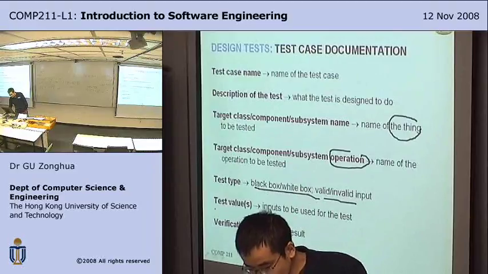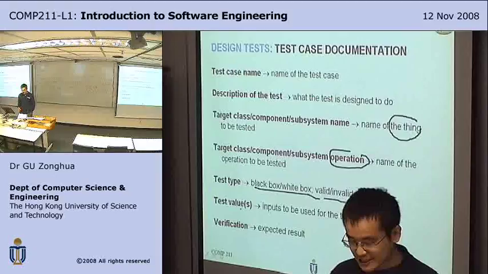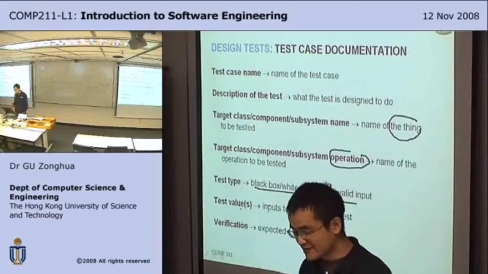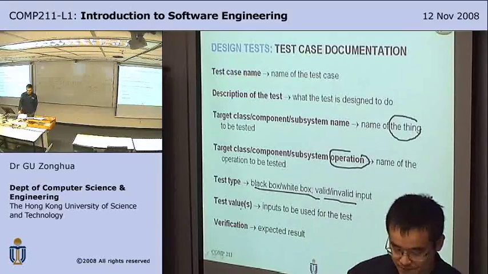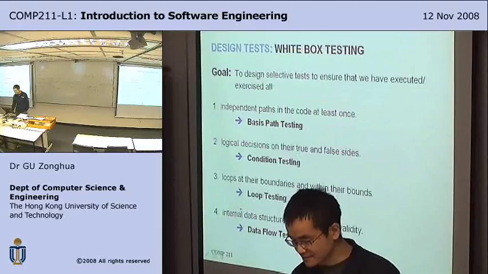So test values, that's the input values to be used for the test. And finally, verification, that is compare the result with the expected result and decide if the test passed or failed.